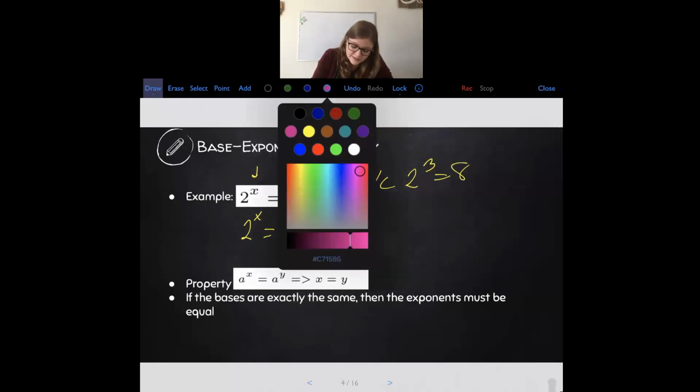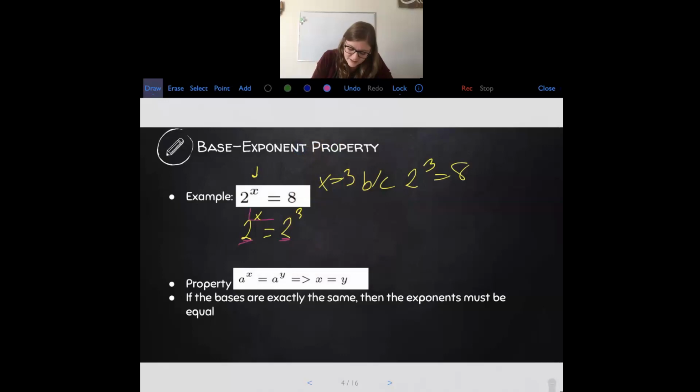Now these have the same bases, and if they have the same bases, it means their exponents must be equal. That's the property you see below: if we have a to the x equals a to the y, notice our bases are the same, that means that x has to be equal to y. Or if our bases are exactly the same, the exponents have to be equal to each other. Okay, so let's do some examples.